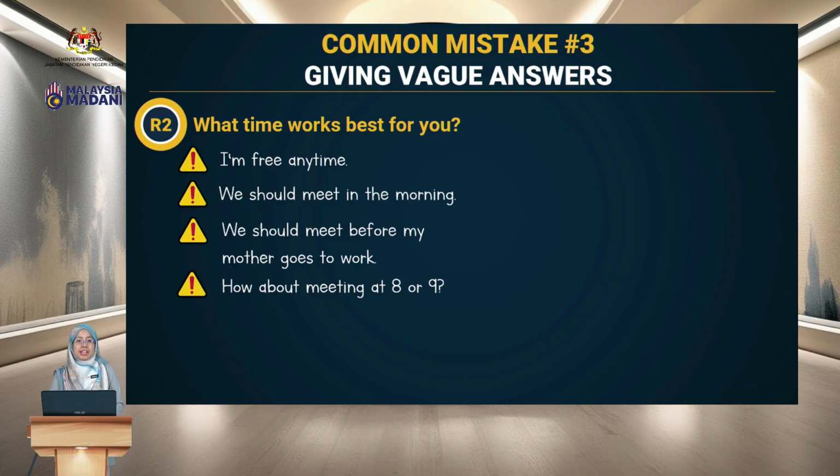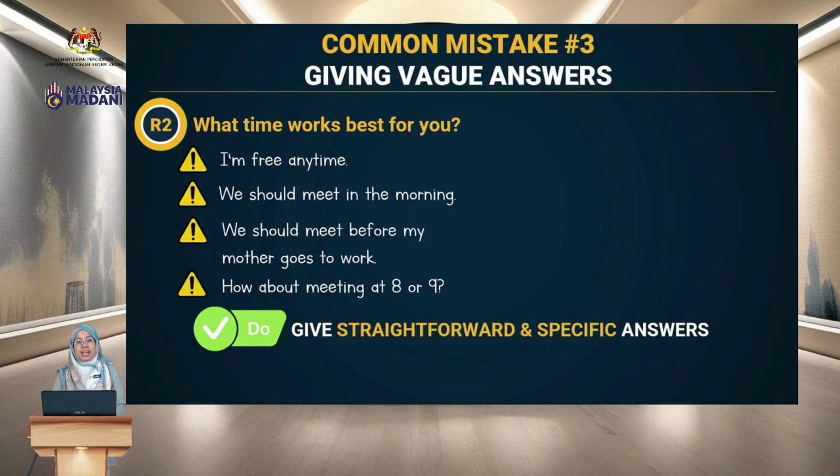Or if you answer, how about meeting at 8 or 9? This is vague because the question asks you to give suggestions, not to ask back to the person. So choose to give straightforward and specific answers. For example, you just give, 8 a.m. works best for me. It's very clear.